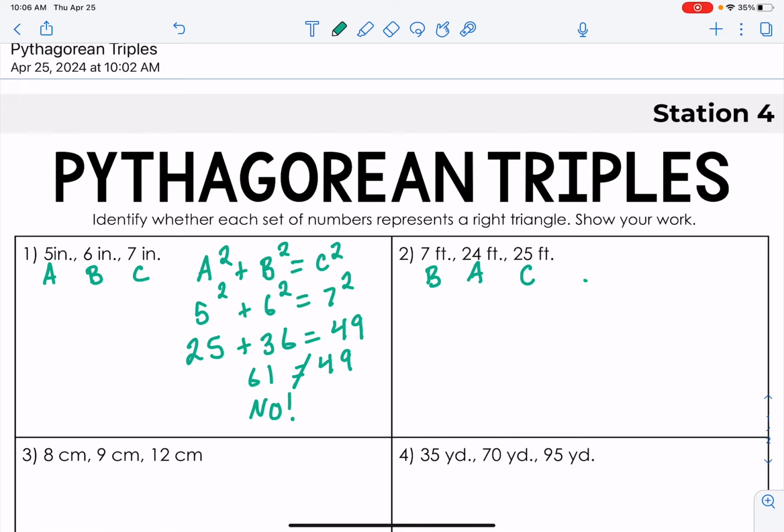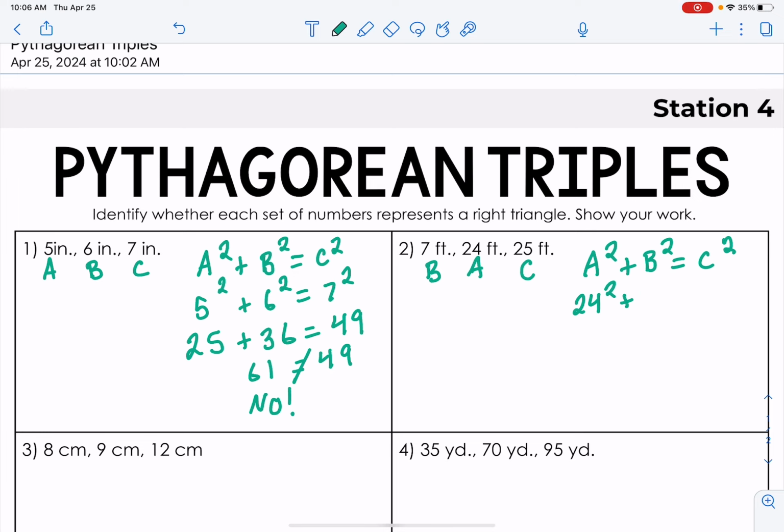I've got my A squared plus B squared equals C squared for my formula. I labeled 24 as A, so I'm going to put 24 squared. I labeled 7 as B, so I'm going to write 7 squared. And my C equals 25, so I'm going to write 25 squared. After I substituted my values, my next step is to simplify those exponents. 24 times 24 is 576. 7 times 7 is 49. And 25 times 25 is 625.